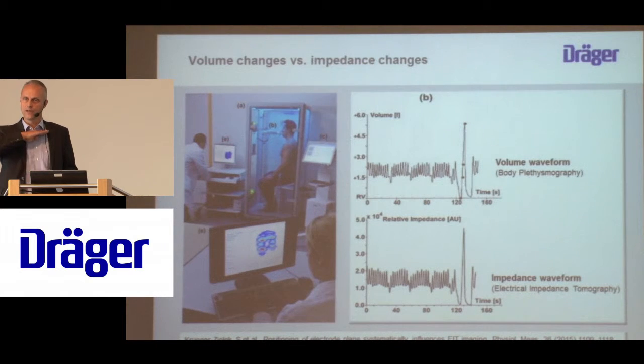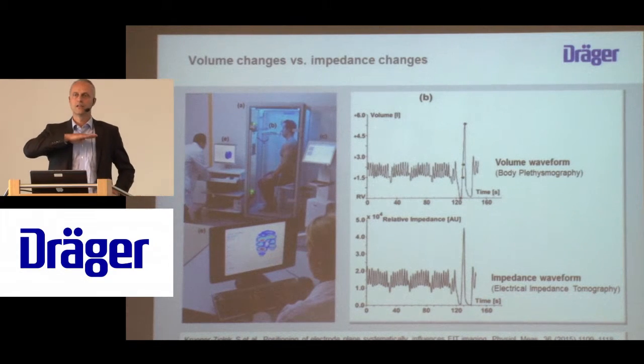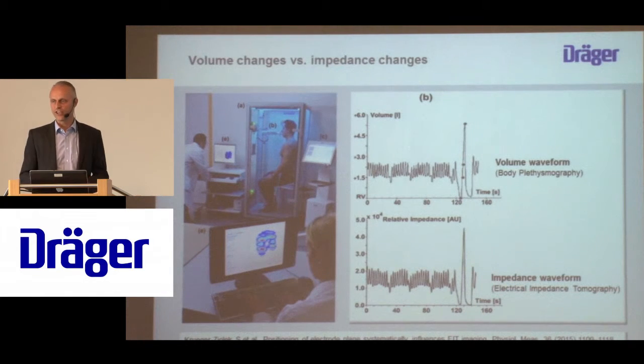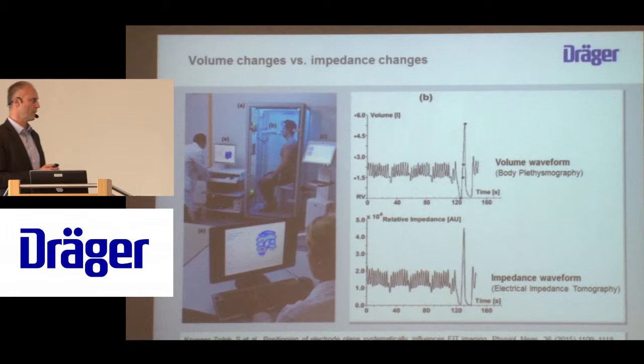Because in some planes you have captured the mediastinum, and in others, when you're going to the very upper part of the lung, you don't see the mediastinum right here. So the ratio actually changes, and that is one of the things you have to keep in mind when you're using EIT. It depends where exactly you put the belt. But what can be clearly displayed is that the shape of the tracings from the body plethysmograph and the EIT looks exactly the same.